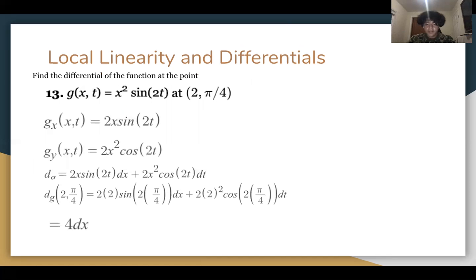Here you're asked to solve for the differential at the given point. So similar to local linearity, you take the partial derivatives, add them, then set the variables to the given values, and you get the answer for dz.